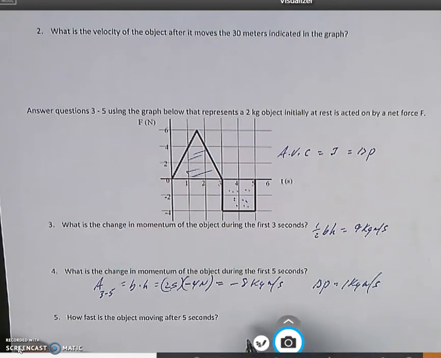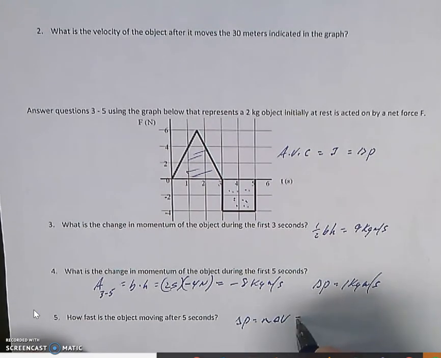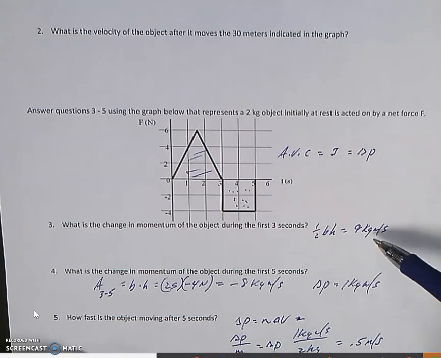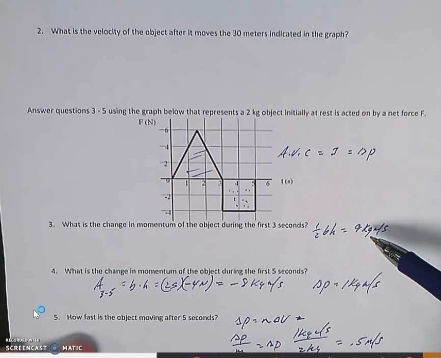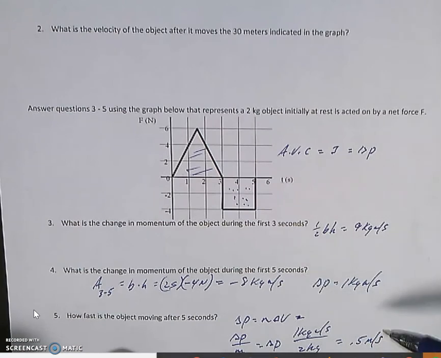How fast is the object moving? Delta P is m delta v. So therefore, well, we don't want to put that as an equal sign. Delta P divided by m is going to give us our delta V. So delta P is 1 kilogram meter per second, and we've got a mass of 2 kilograms. So delta V is going to be 0.5 meters per second. Now, since the positive change in momentum is bigger than the negative change in momentum, this is going to be a positive velocity and overall positive change in momentum.